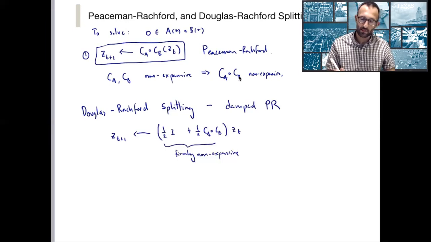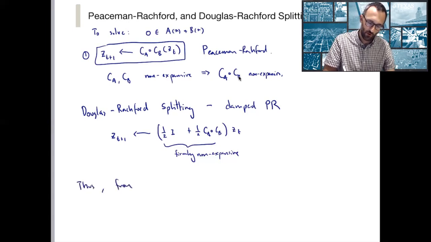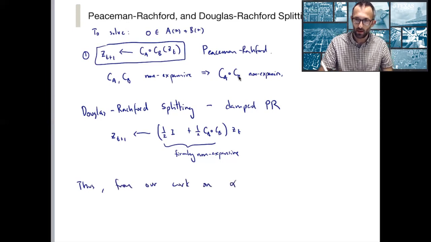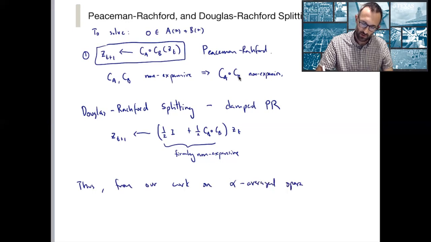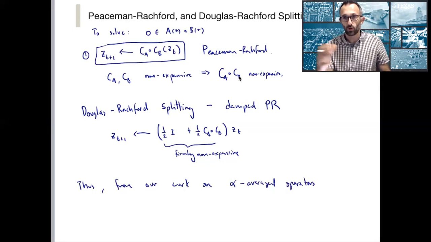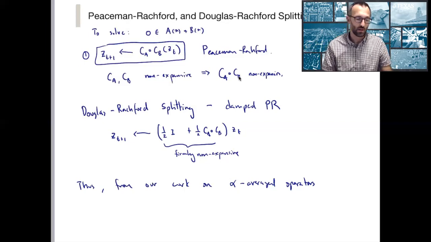So what does this finally guarantee us? From our work on alpha averaged operators, in other words, the work that we've done in these lectures for alpha averaged operators, we know that iterating this is guaranteed to converge to a fixed point as long as the fixed point of our operator is not empty.